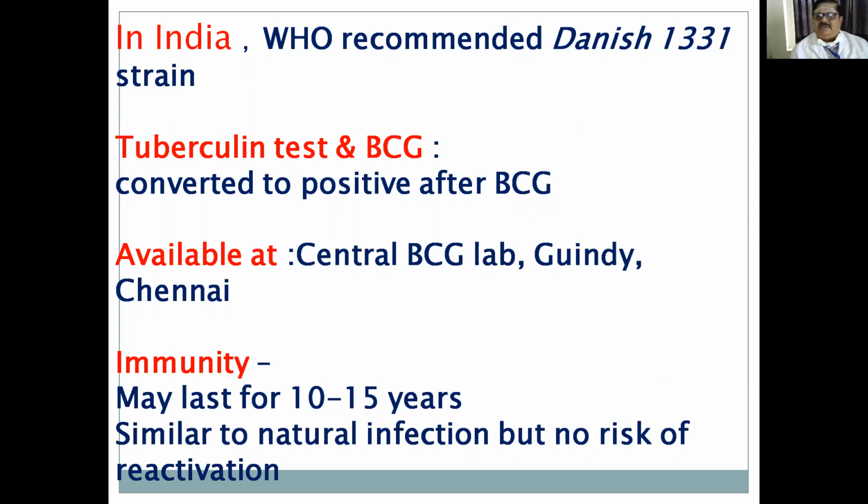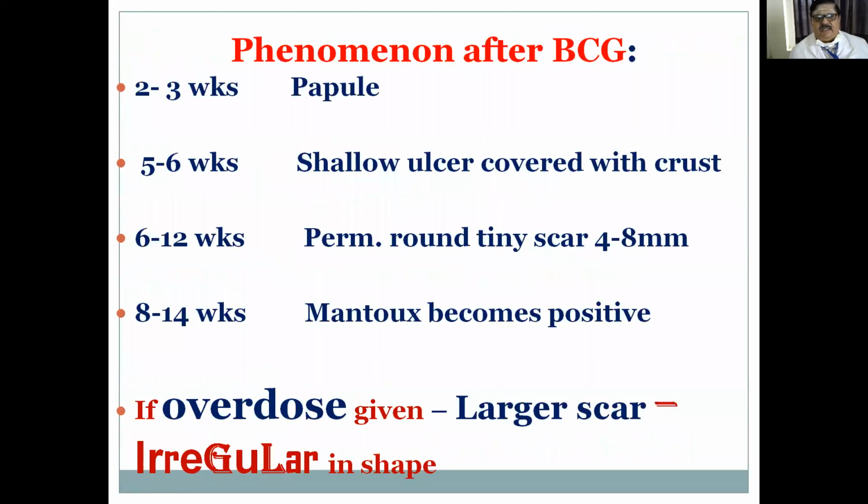Tuberculin test and BCG, if you want to do a comparison: after BCG, the tuberculin test becomes positive. Available at Central BCG Lab, Guindy, Chennai. Immunity, as I said earlier, may last for 10 to 15 years. It is similar to natural infection, but there is no risk of reactivation. In natural infection, there is a risk of reactivation. And when you have given BCG, the body will not keep quiet.